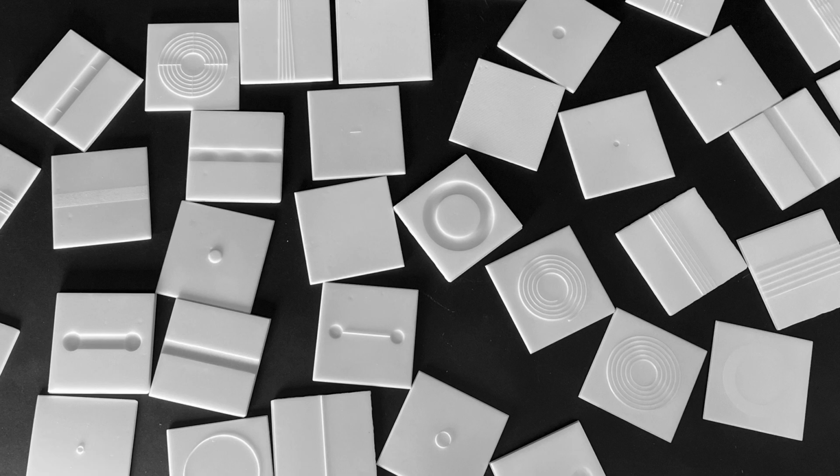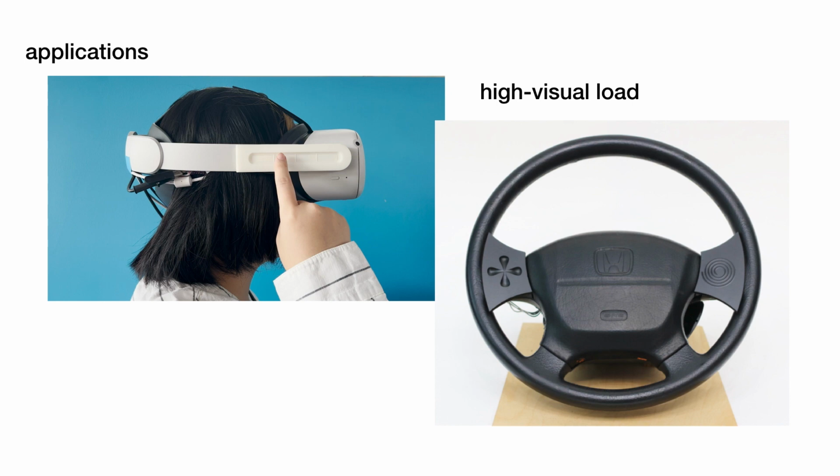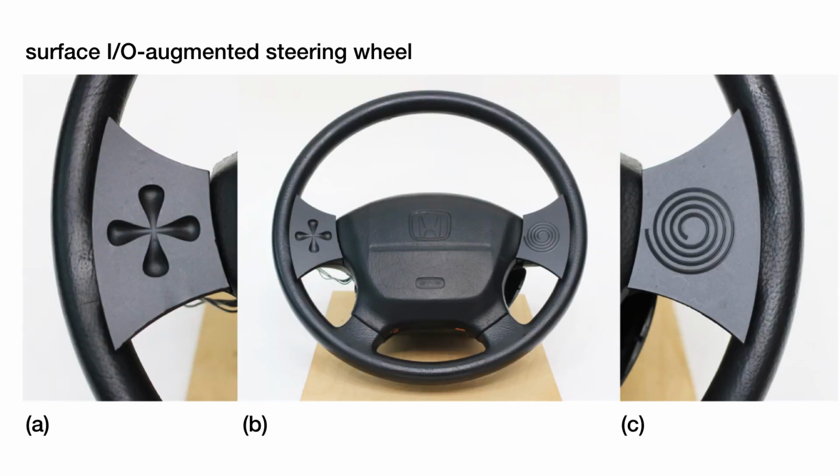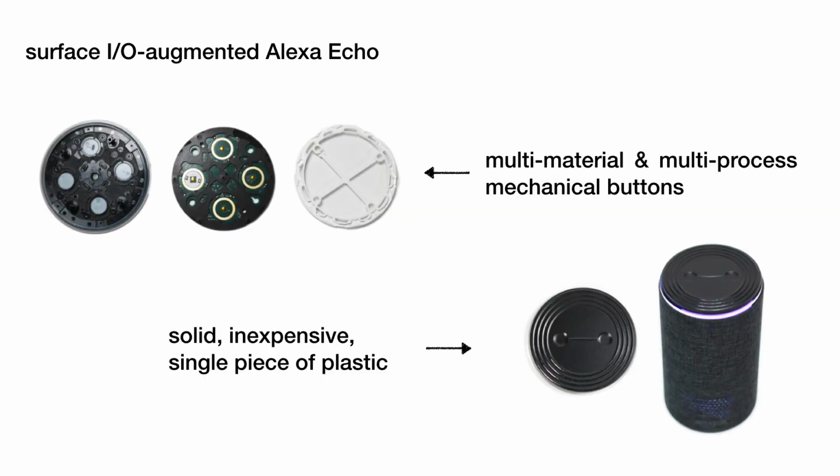to create functional objects. Surface I/O can bring particular value to applications where the visual load is high and components must be durable. Here you can see a figure of our Surface I/O augmented steering wheel. A features a closer view of our 4-way directional control made out of 4 teardrop finger wells. C features a closer view of a small spiral dial where thumb controls could be used, for example, to navigate among a series of modes.